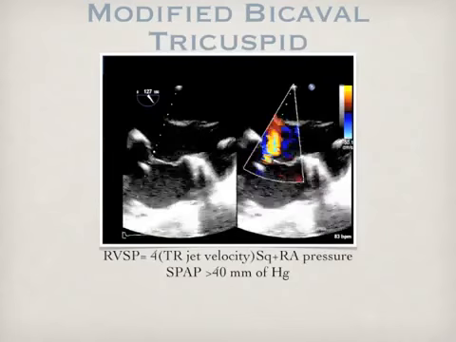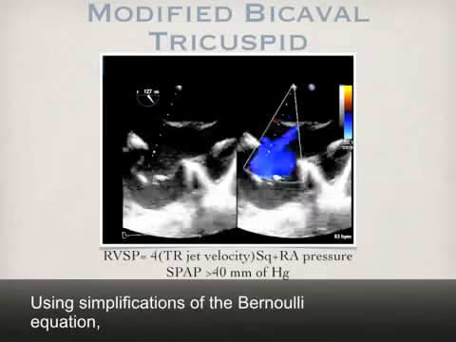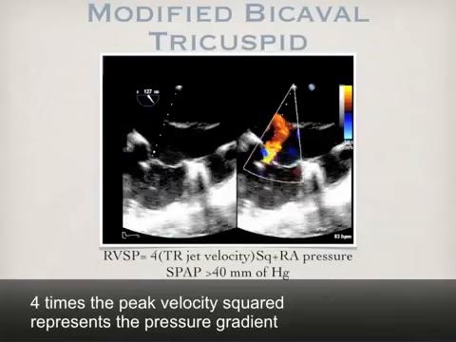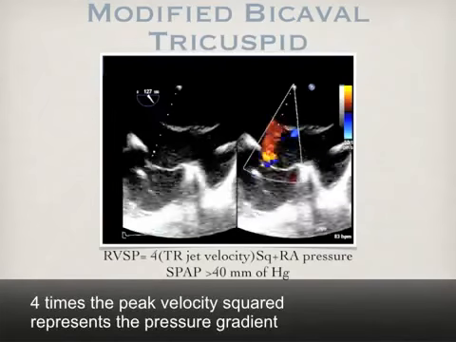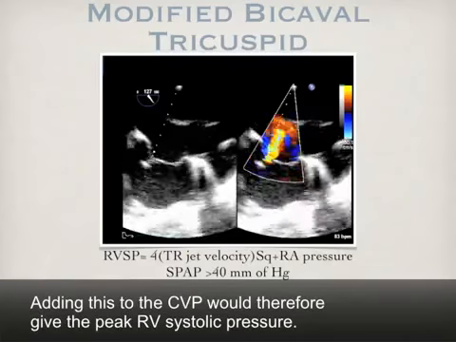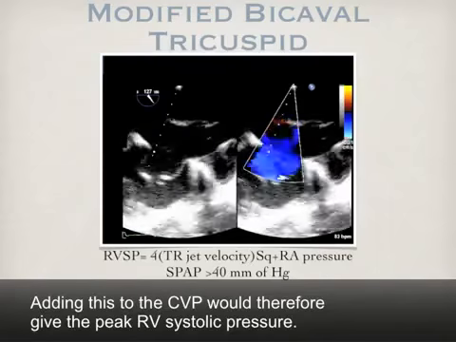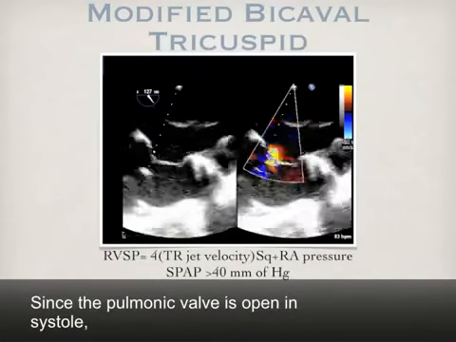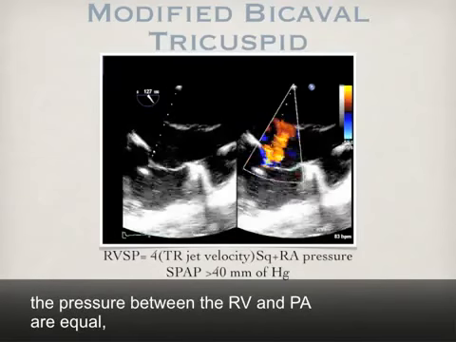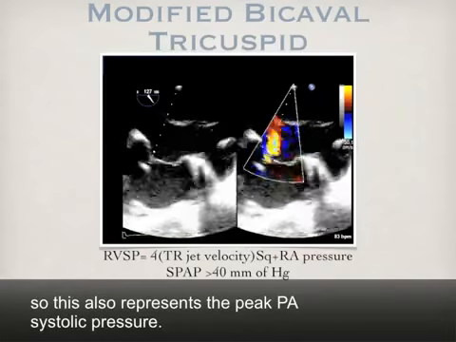A continuous wave Doppler of the tricuspid valve can show the TR jet. Using simplifications of the Bernoulli equation, 4 times the peak velocity squared represents the pressure gradient between the RA and RV in systole. Adding this to the CVP would therefore give the peak RV systolic pressure. Since the pulmonic valve is open in systole, the pressure between the RV and PA are equal, so this also represents the peak PA systolic pressure.